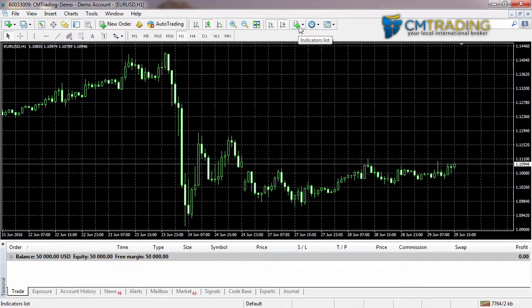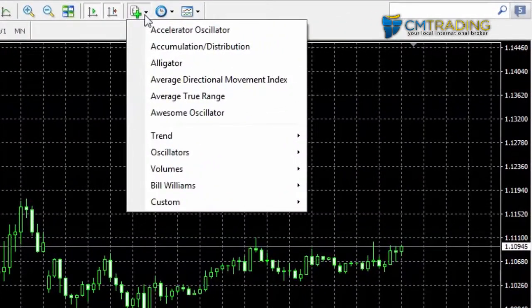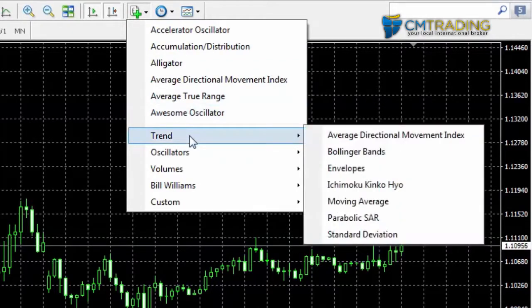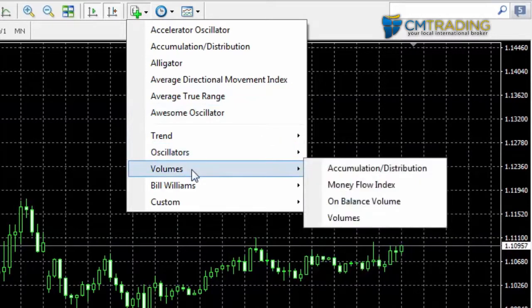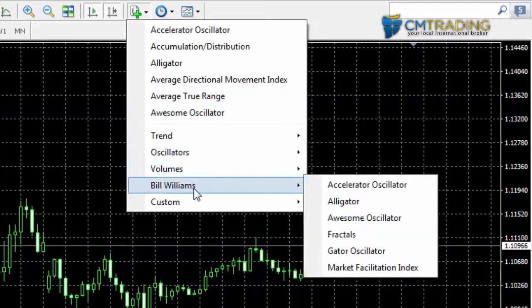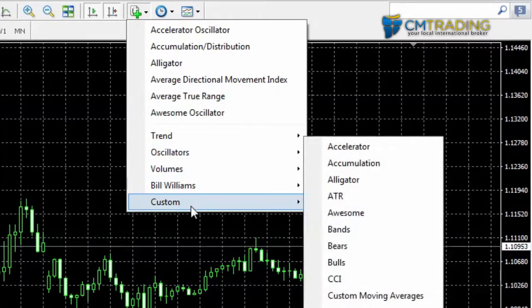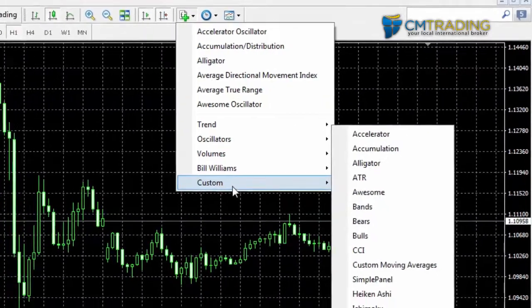In order to add an indicator to the chart, all you have to do is click on the button and it'll bring down several options. The indicators are also categorized like this. So we have trends, we have the oscillators, we have the volume-based indicators, we have some specific Bill Williams, and then custom indicators as well. So there's quite a few different indicators loaded up here. We will be adding more a little bit later. We're not going to add one now. Just remember where the button is.